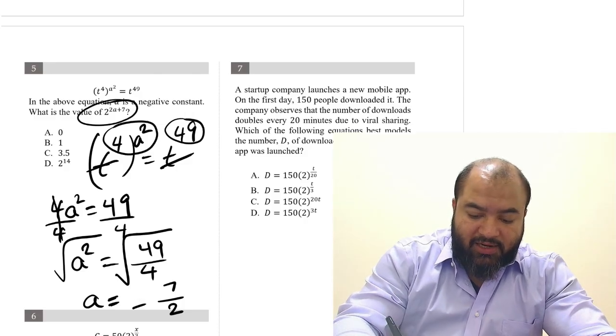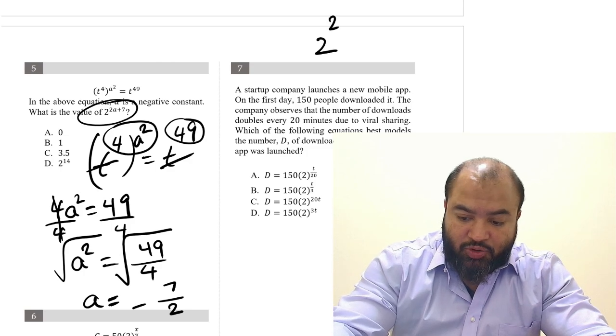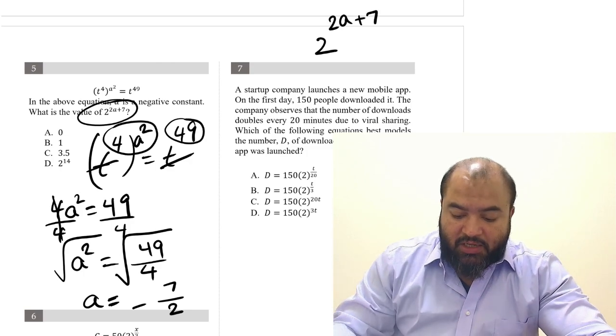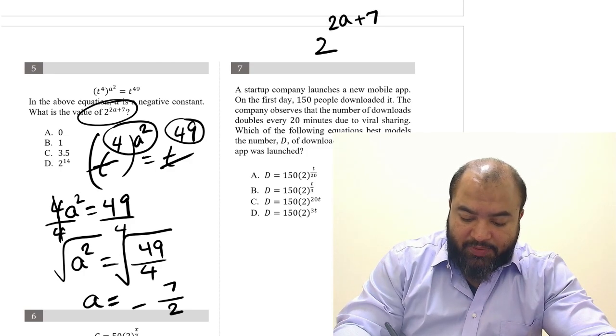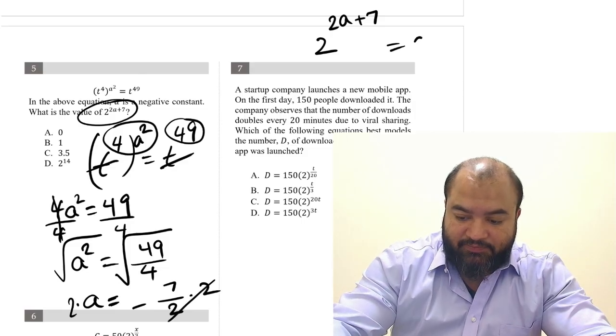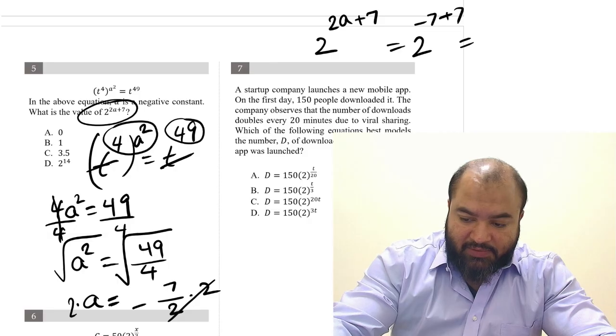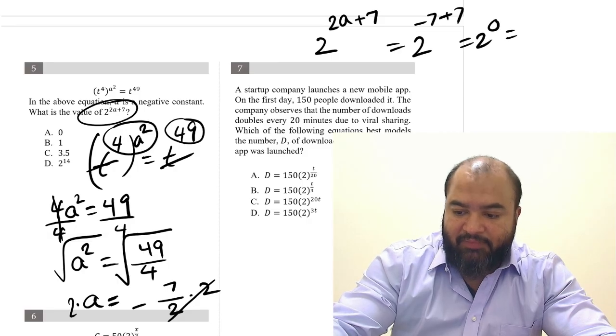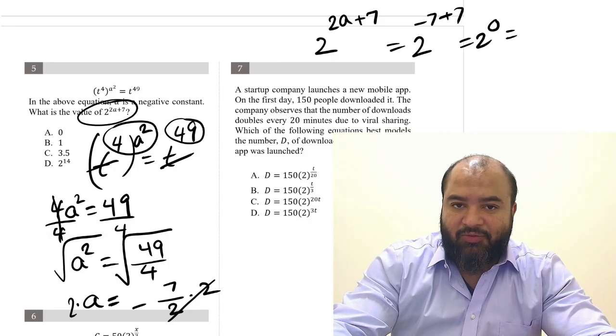So then what is the value of 2 to the power 2a plus 7? Well, if a is that, 2a will be, I can just times it by 2 both sides. So 2a is negative 7. 2 to the power negative 7 plus 7 is 2 to the power 0. Oh, it turns out to be anything power 0 is not 0, it's 1.